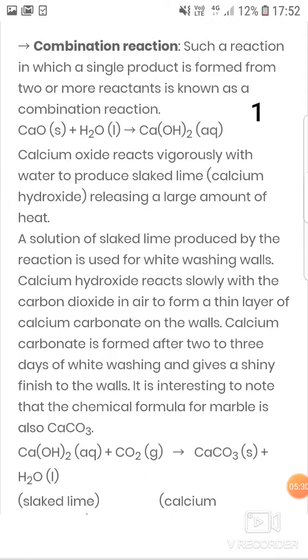A solution of slaked lime produced by the reaction is used for whitewashing walls. Calcium hydroxide reacts slowly with the carbon dioxide in air to form a thin layer of calcium carbonate on the walls. Calcium carbonate is formed after 2 to 3 days of whitewashing and gives a shiny finish to the walls. It is interesting to note that the chemical formula for marble is also CaCO3.